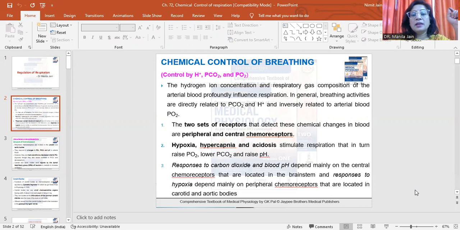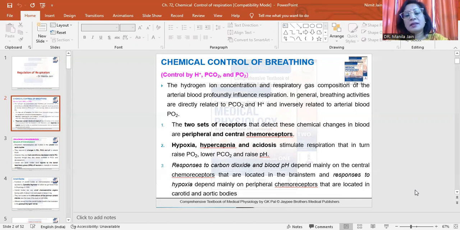Now, the hydrogen ion concentration and the respiratory gas composition of the arterial blood are influenced by the respiration. Breathing activities are directly related to PCO2. Remember, it depends on PCO2 and the H+. So the breathing activities are directly related to PCO2 and H+, and inversely related to arterial blood PO2. What do we mean by that, Peter? Related inversely to the arterial blood PO2? Yes, a low concentration of O2 will trigger your respiratory center. An increase in the PCO2 will also trigger it.